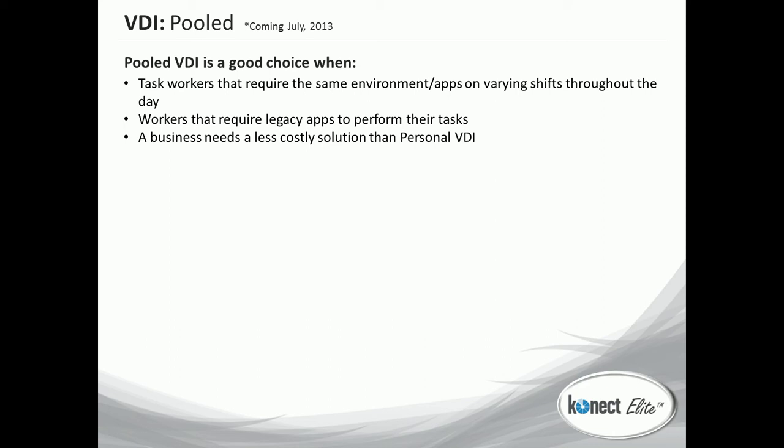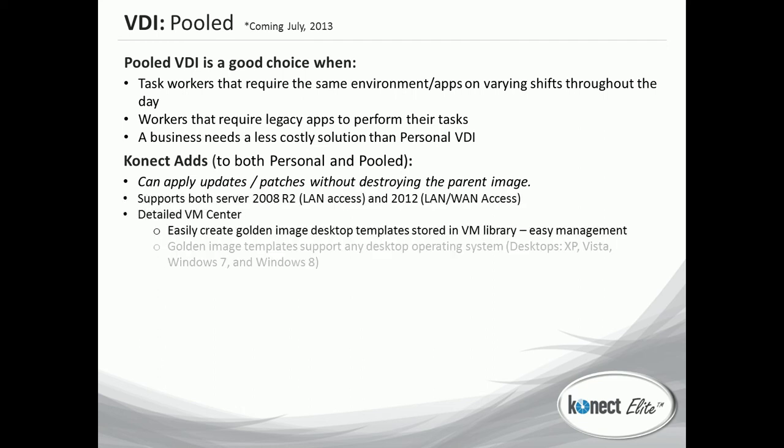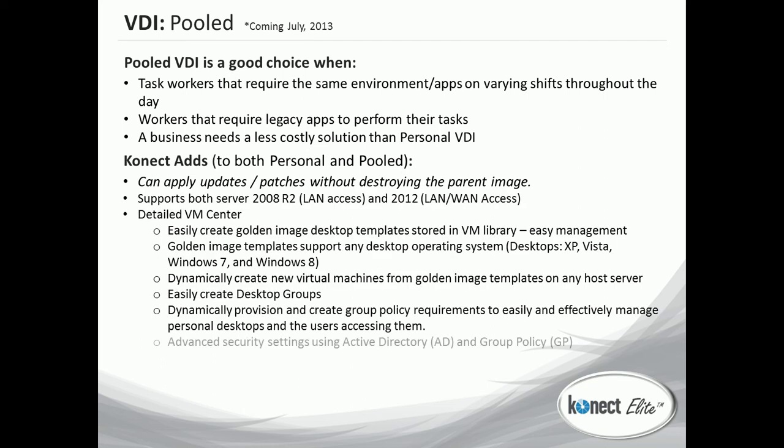The drawback is that pooled VDI doesn't allow for full personalization. So why choose Konect Elite? Well, with Konect Elite, you can apply patches and updates without destroying the parent image, so the pooled virtual desktops are always up to date, even when rollback is enabled. The rest of the benefits are the same as with personal VDI. Konect dramatically simplifies the management and deployment of pooled VDI desktops using Microsoft's Remote Desktop Protocol. Konect Elite has been purpose-built to simplify VDI desktop deployments, whether personal or pooled.